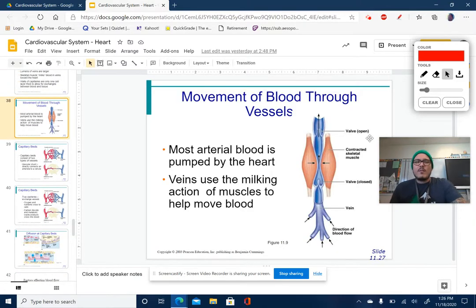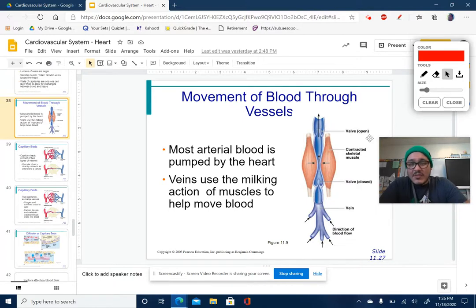We were talking about the movement of blood through the vessels. Remember, we were focusing on the vessels last time. We were talking about how we have three major vessels: arteries, veins, and capillaries. Arteries carry blood away from the heart. Veins carry blood back towards the heart. Capillaries exchange the contents of blood with the cells of the body.